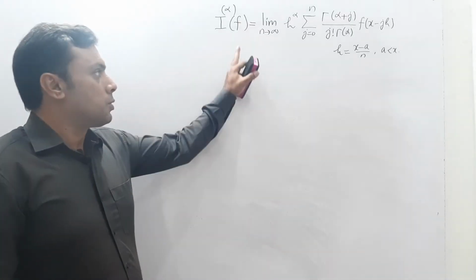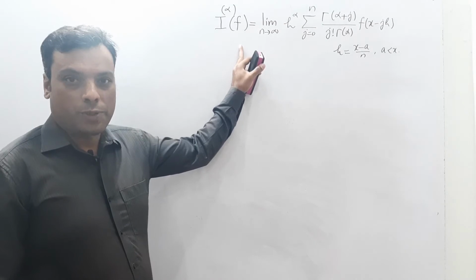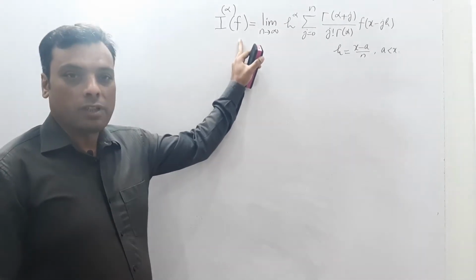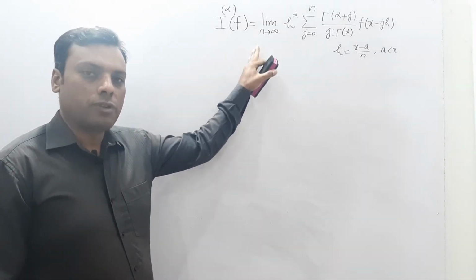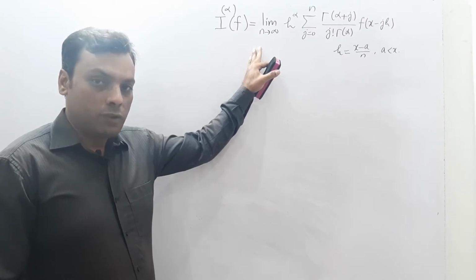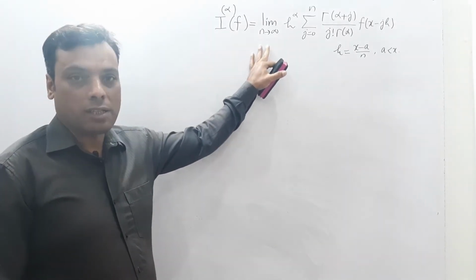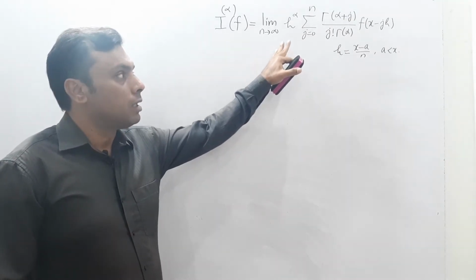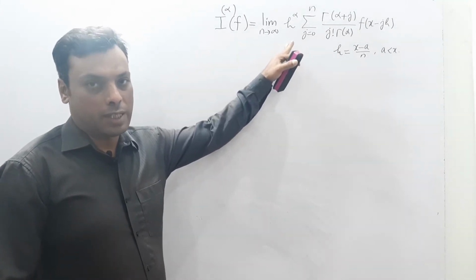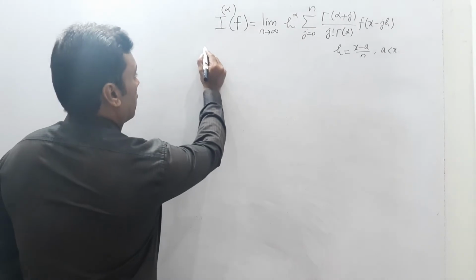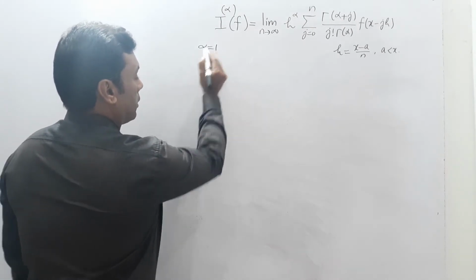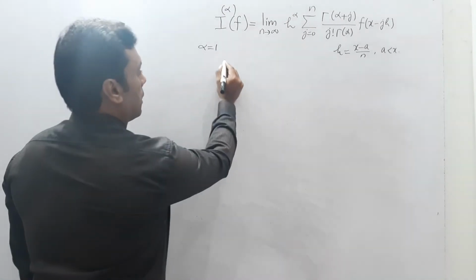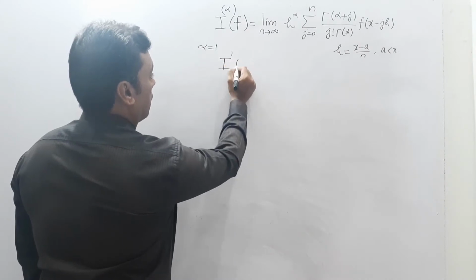Okay, so we have arrived at this point. We have converted alpha to negative alpha and changed from a fractional derivative to a fractional integral, and now we have to set the values of alpha and see what form it takes. So for example, if I take alpha equal to 1, this becomes I1 of f.